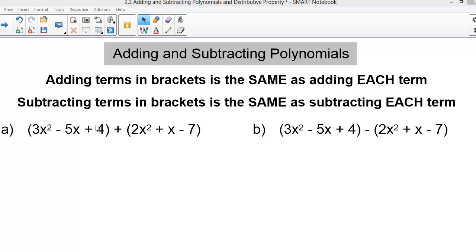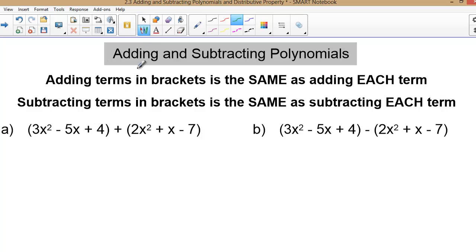So a key to today's lesson is going to be the two sentences at the top here. When we're adding terms that happen to be in brackets, it's the same thing as adding each term one at a time. So each term, that addition is distributive. It's the same thing with subtraction: when we're subtracting terms that happen to be in brackets, we are going to basically subtract each term as we go.